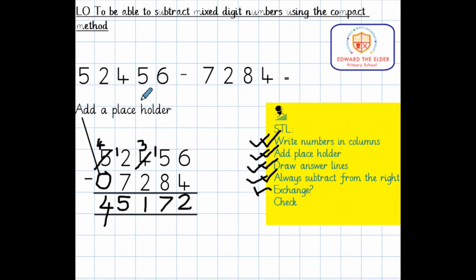So when I go back to my number sentence, I have 52,456 subtract 7,284, and that will equal 45,172. In Year 5, we also look at using this method to subtract decimals. This will be modelled in the Year 6 video.